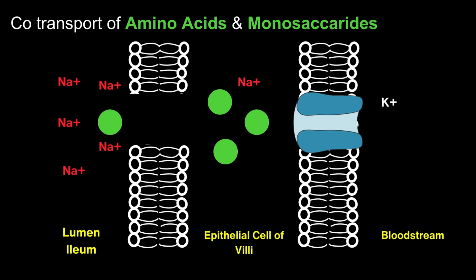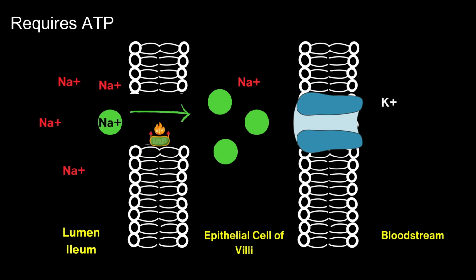So now we're going to look at how amino acids from proteins and monosaccharides from carbohydrates are absorbed from the lumen of the ileum into the bloodstream. They're both absorbed by a process of co-transport, which involves sodium ions. Sodium moves down a concentration gradient, because there are more sodium ions in the lumen of the ileum than there are in the epithelial cell of the villi. Whereas the substrate, the amino acid, shown by the green circle, or it could be the monosaccharide, moves against a concentration gradient. And that's why this process requires ATP.